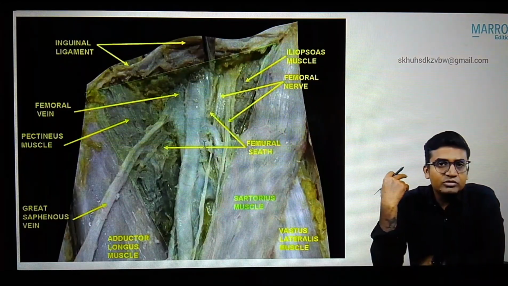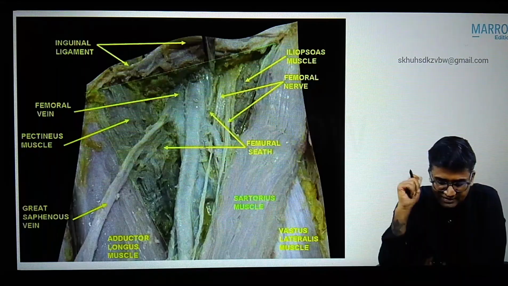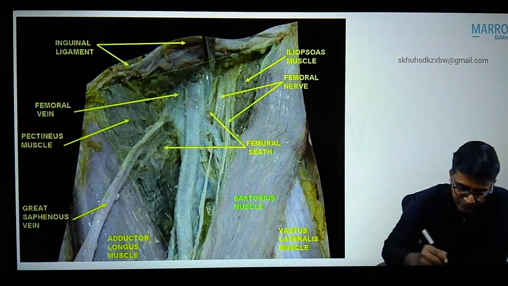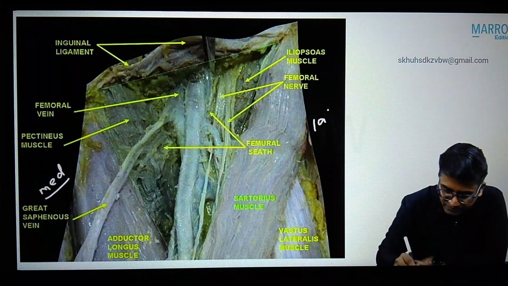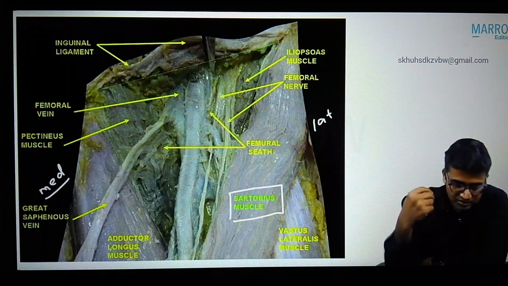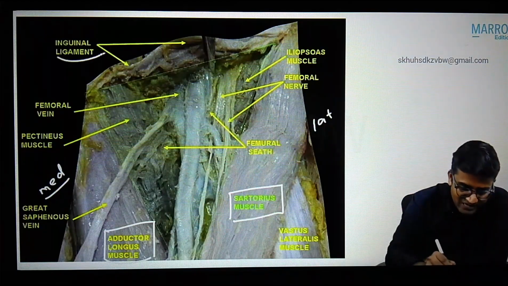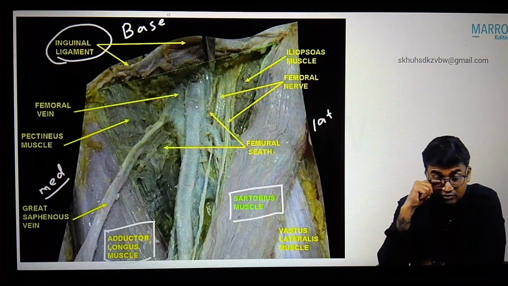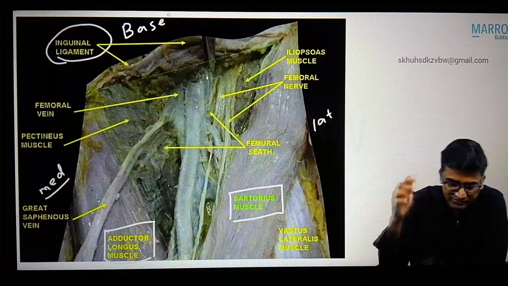So now we are going to see the contents of the femoral triangle in the cadaveric image. Now see the boundaries of the femoral triangle. This is the medial side and this is the lateral side. Laterally, sartorius muscle, medially, adductor longus muscle, and above, the base is formed by the inguinal ligament. What are the contents from lateral to medial? Lateral femoral cutaneous nerve, the lateralmost content, we are not able to see in the diagram. It is not given.